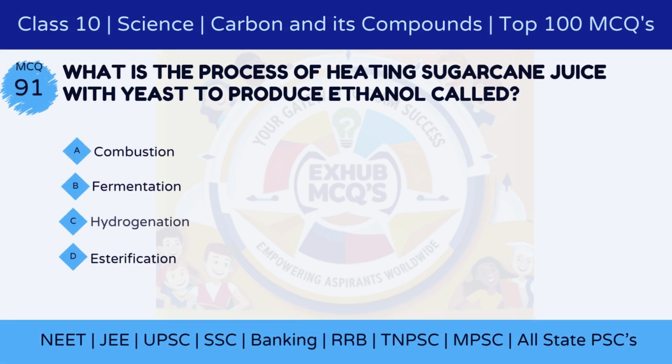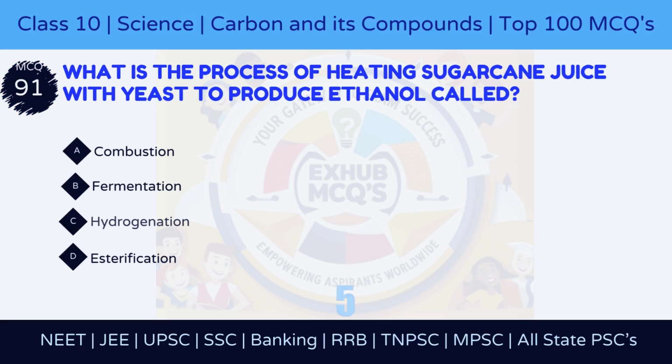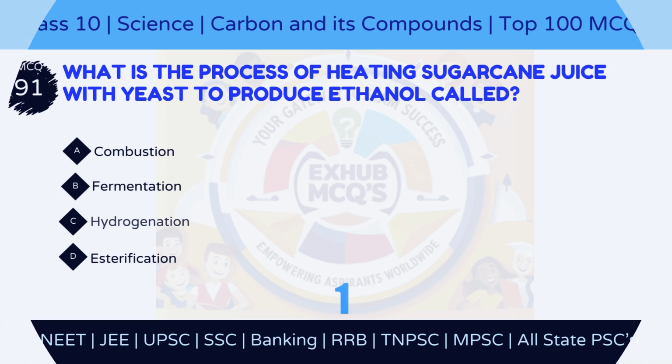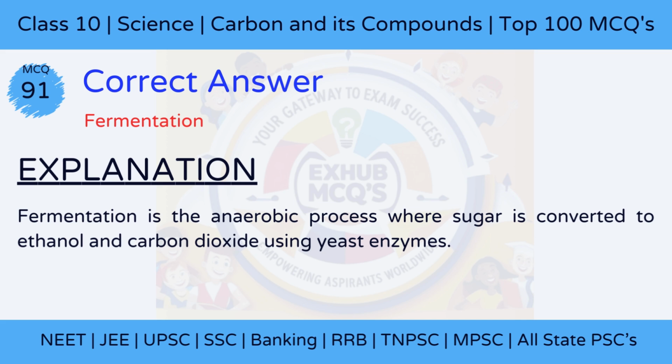MCQ 91. What is the process of heating sugarcane juice with yeast to produce ethanol called? Option A, combustion. Option B, fermentation. Option C, hydrogenation. Option D, esterification. The correct answer is option B, fermentation. Explanation. Fermentation is an anaerobic process where sugar is converted to ethanol and carbon dioxide by yeast enzymes. This method is widely used in industries for producing alcoholic beverages.